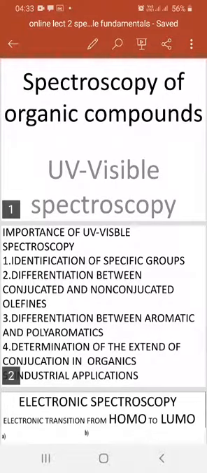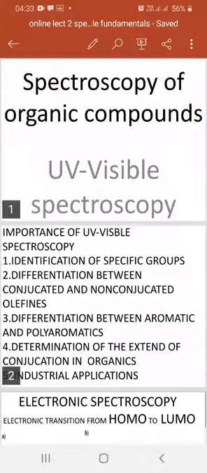Hello, students. Let us begin our discussion on spectroscopy of organic compounds. Under this unit, first let us discuss the fundamentals and applications of UV visible spectroscopy in organic chemistry.